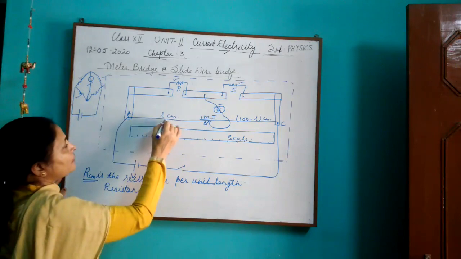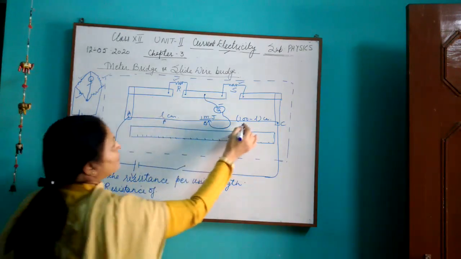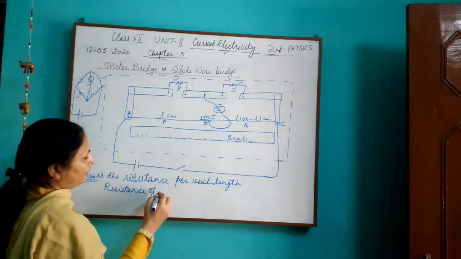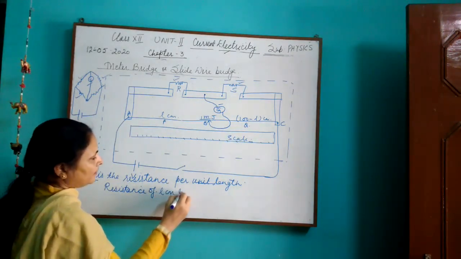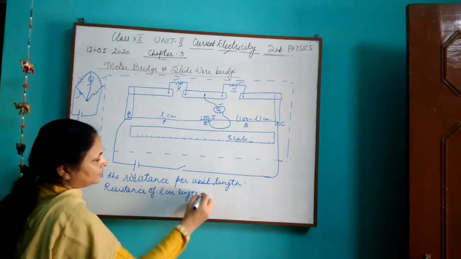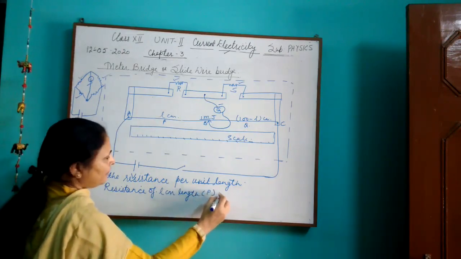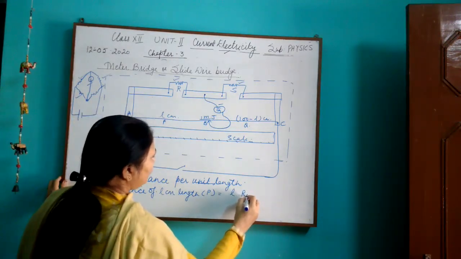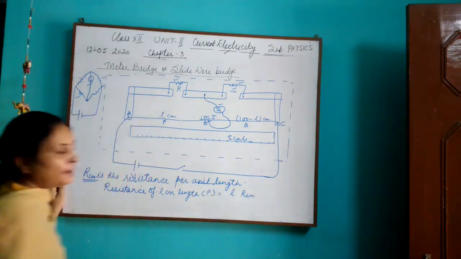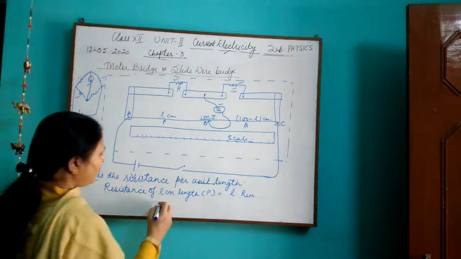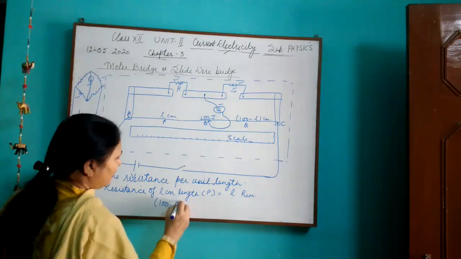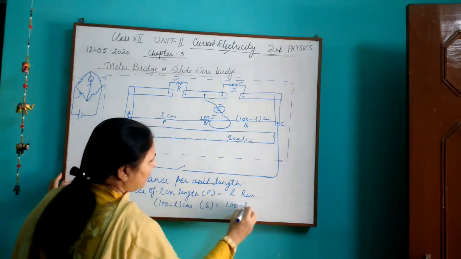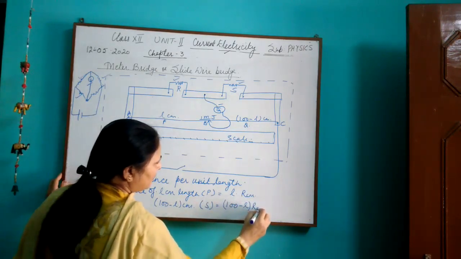I can take the resistance of this side as P and this as Q. So the resistance of L centimeter length, which is P, will be equal to L into R centimeter. And for length 100 minus L centimeter, that is S, will be equal to 100 minus L into R centimeter.